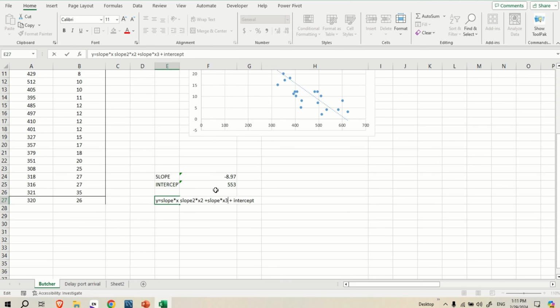So in the next video, I'm going to make a video on how to do multiple linear regression. It's not as straightforward as this, because you need to take some things into consideration. And Excel has a tool to help you do that kind of regression.